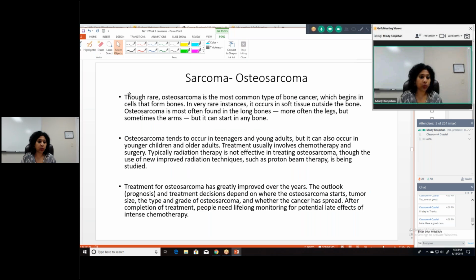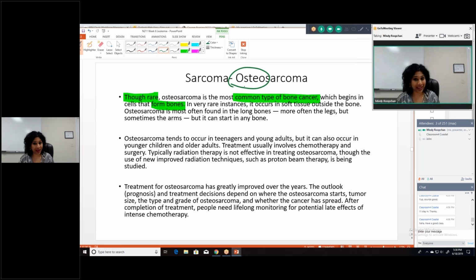Though rare, osteosarcoma is the most common type of bone cancer. It begins in the cells that form the bone. See, osteo, think of, remember back to A&P. So it's rare. It occurs inside maybe soft tissues or outside the bone, but it's most often found again in the long bones, arms and legs. Okay, it can start anywhere, but it's most often long bones.